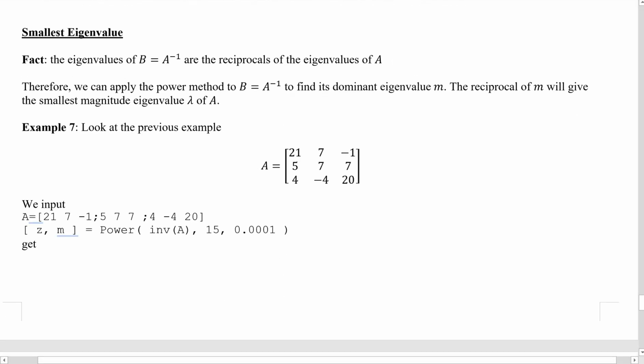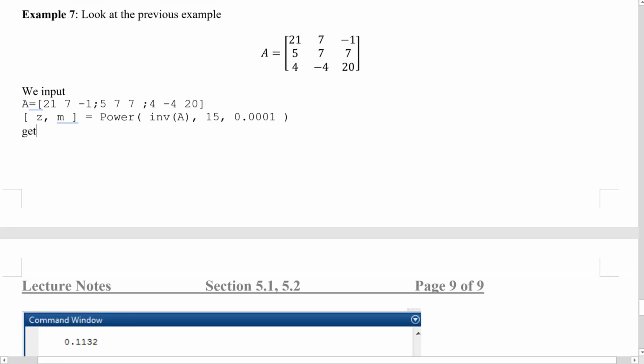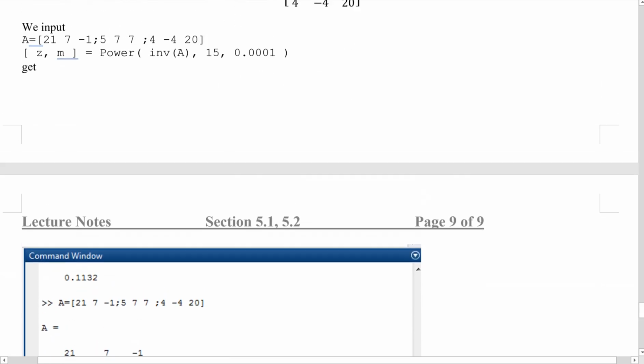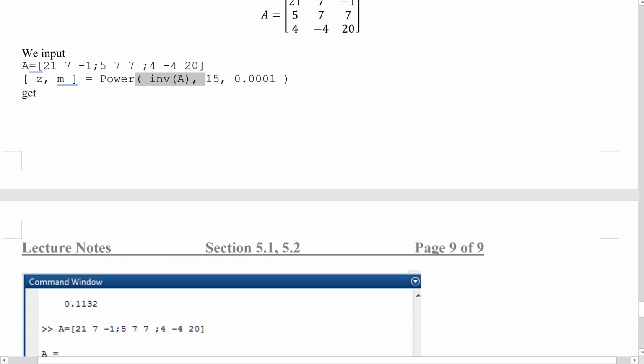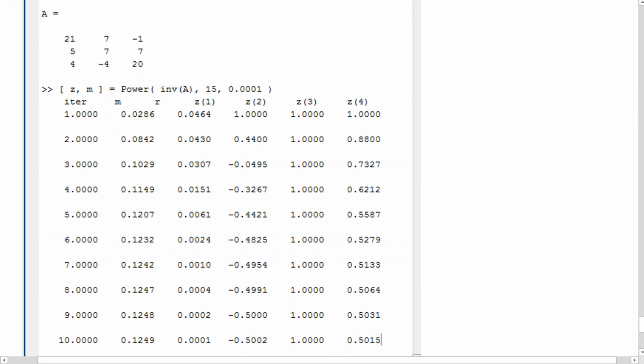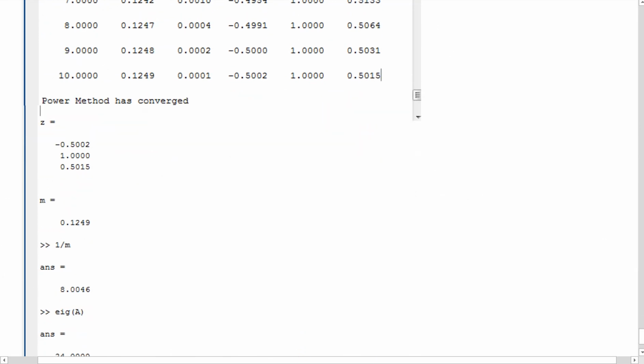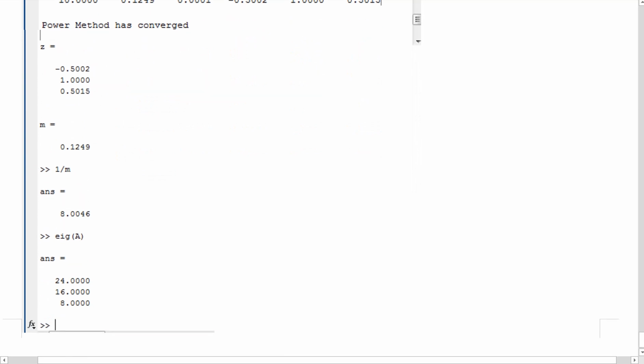So for example, this is the matrix we did in class, right? And we can use the power method applied on the inverse, and let's see what happens. When we use the power method on its inverse, we get M is 0.1249, and the reciprocal of it is around 8. And the eigenvalues of the matrix A are 24, 16, and 8. You can see 8 and 8, they match.